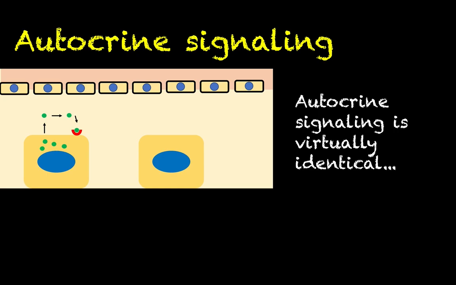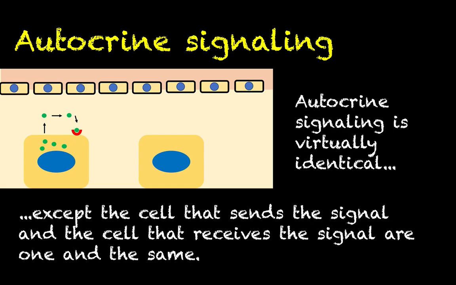Now, another type of signaling, which is almost identical, is called autocrine signaling. This employs the exact same principles, except in autocrine signaling, the cell that sends the signal and the cell that receives the signal are one and the same.